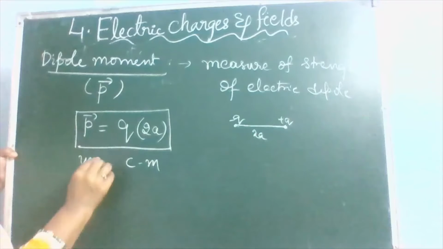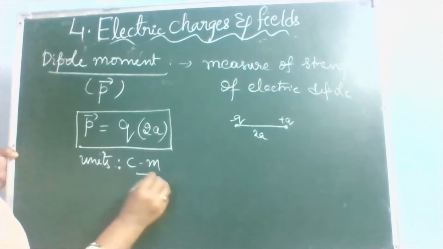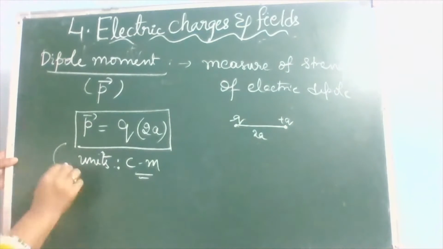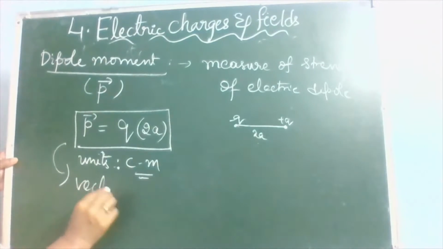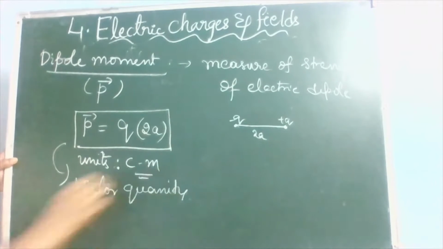Units for the dipole moment are coulomb-meter. Okay, this is a vector quantity.